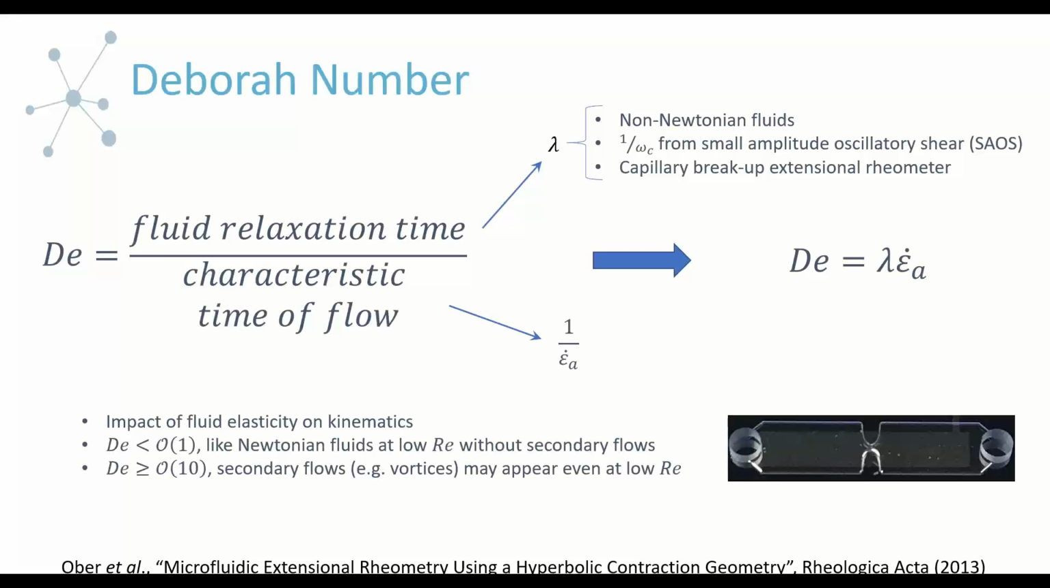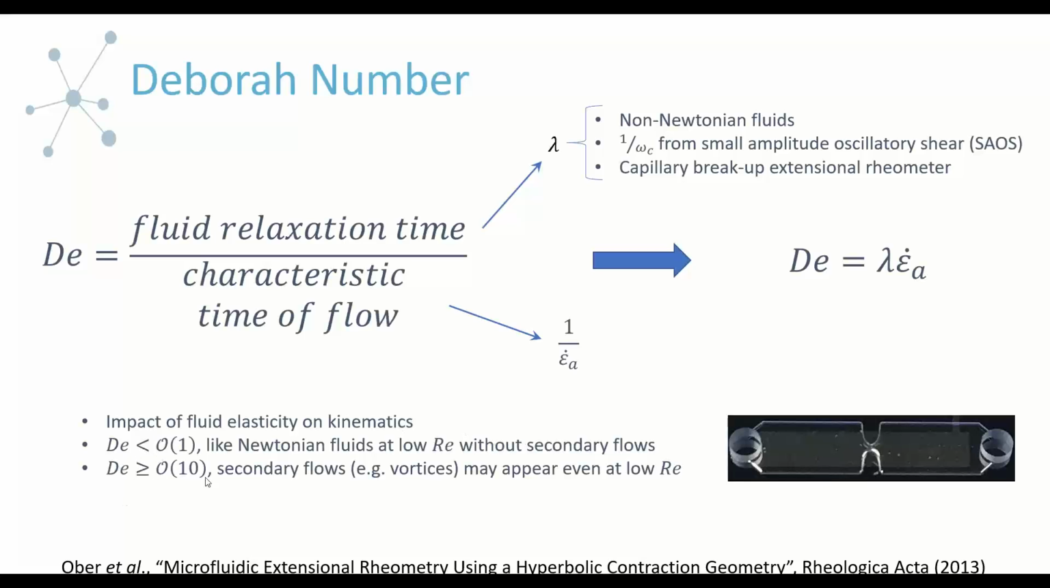And again, we're thinking about these instabilities or onset of turbulence or secondary flows. So in general, what you'd see is when this Deborah number is small, generally less than order 1, then we're going to see something that looks like a laminar flow, which would be like a Newtonian fluid at low Reynolds number. So no secondary flow fields present.